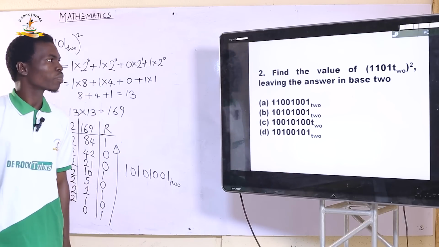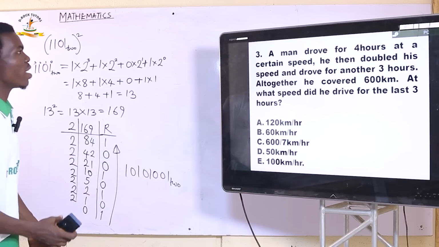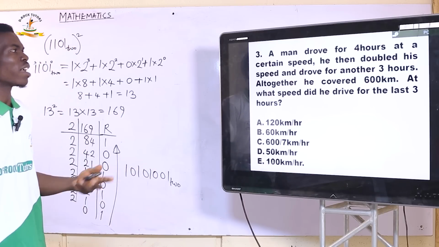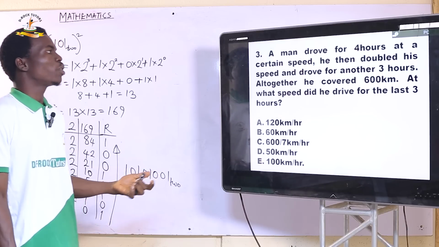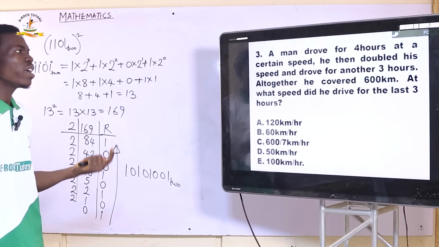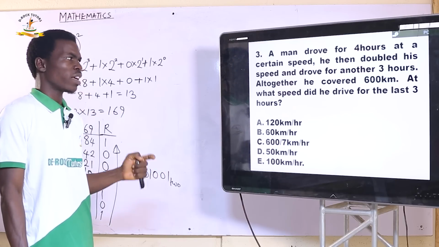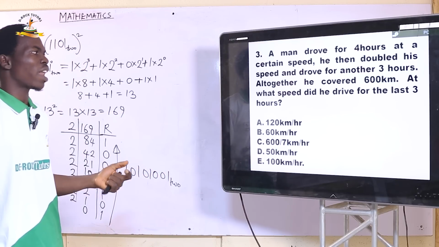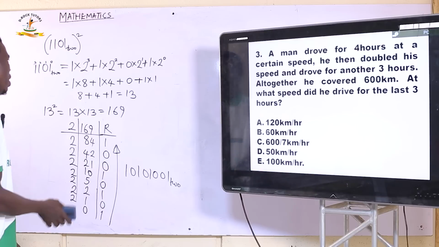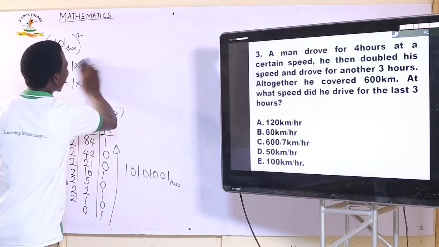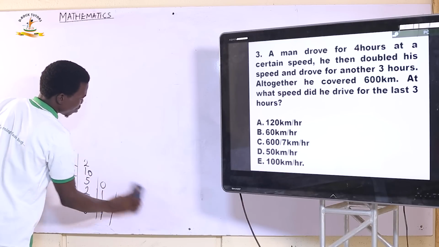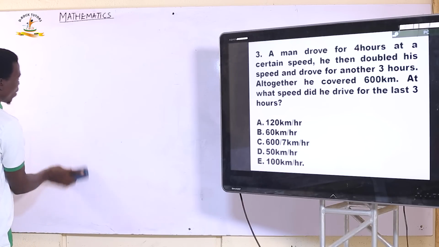So next, all right, we have our next question here. It says a man drove for 4 hours at a certain speed. He then doubled his speed and drove for another 3 hours. Altogether, he covered 600 kilometers. At what speed did he drive for the last 3 hours? So this has to do with distance, speed, and time. And we know the relationship between speed, distance, and time is that speed equals distance over time.